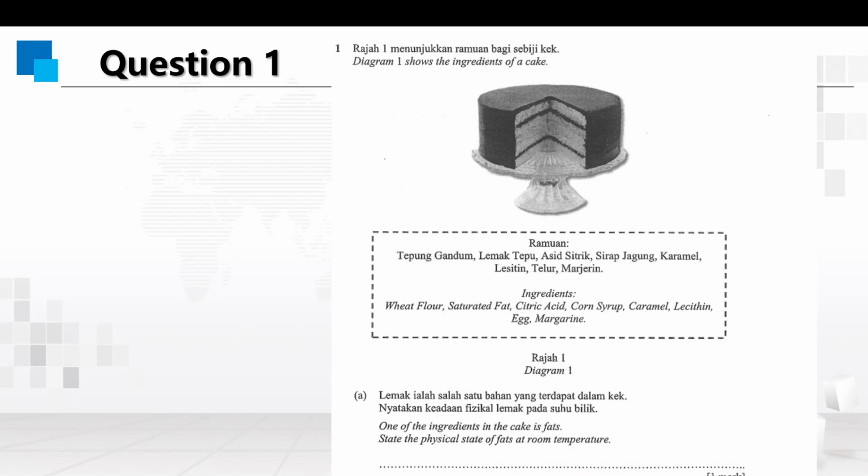Question number 1, the diagram shows the ingredients of a cake. You can see the ingredients here: wheat flour, saturated fat, citric acid, corn syrup, caramel, lecithin, egg, margarine. One of the ingredients in the cake is fats. State the physical state of fats at room temperature. It should be solid. If it is oil, it should be in the liquid form.